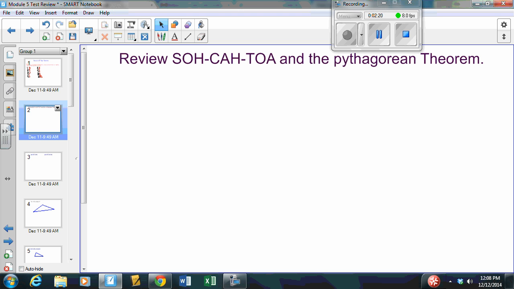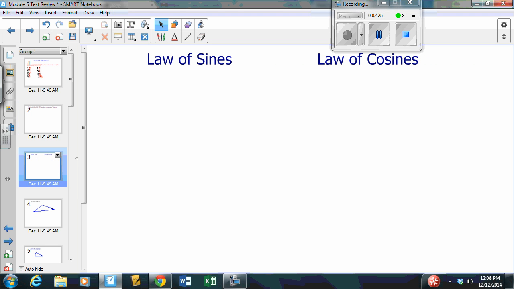But first of all, I'm going to review SOHCAHTOA and the Pythagorean theorem. Then, I'm going to talk about law of sines and cosines. So, we just did that proof of law of cosines, but now I'm going to write them down. I'm going to show you how to use them. Okay, so we'll do that. And this is the most important part. This is a big portion of the test.